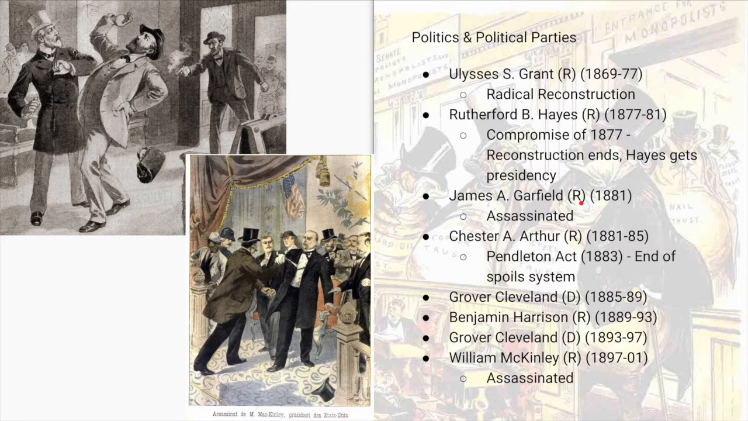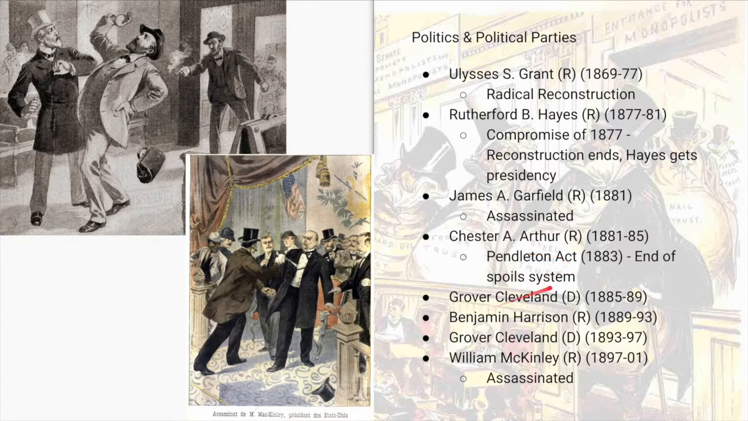We have another Republican, Garfield, who's going to get assassinated. Here is a drawing of that. We have Chester Arthur, again, another Republican. And you should know the Pendleton Act of 1883 is going to be the end of the spoils system, so that is a big development in our political sphere here in America.